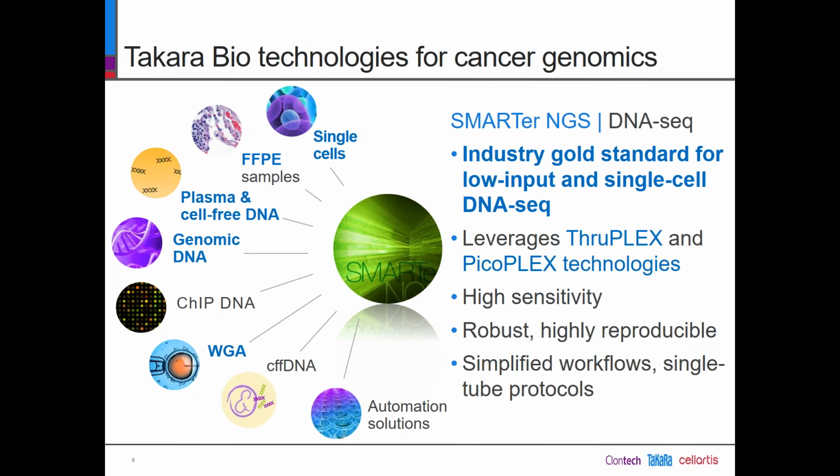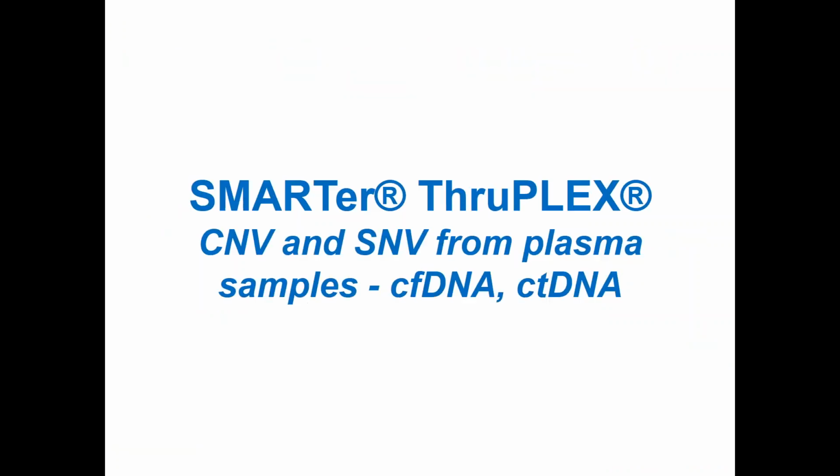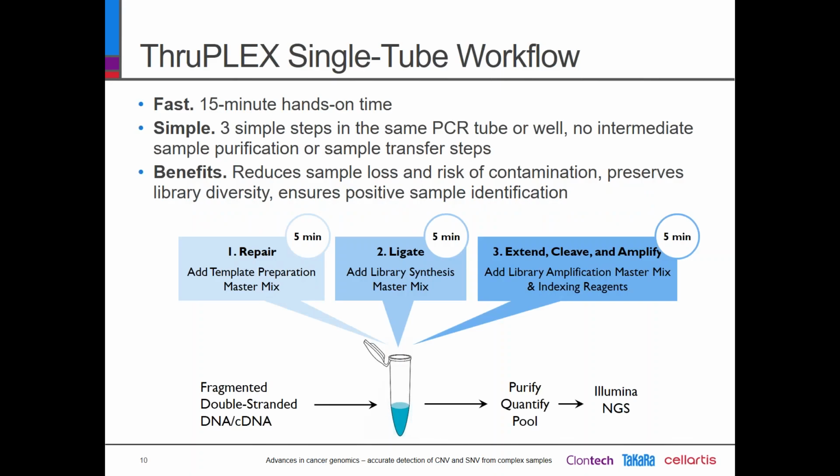On top of that, we will see that all the workflows are very easy and fast, which is a very good plus in cancer genomics. So let's start with the first range of solutions that Takara Bio offers: SMARTer ThruPlex, and we will see how it can benefit your research for CNV and SNV from plasma samples, putting the accent on cell-free DNA and circulating tumor DNA.